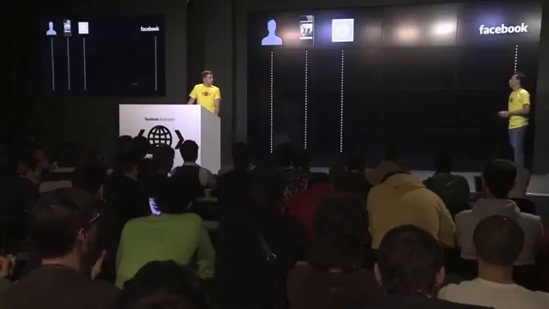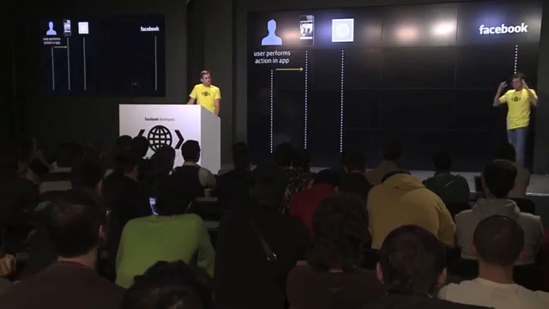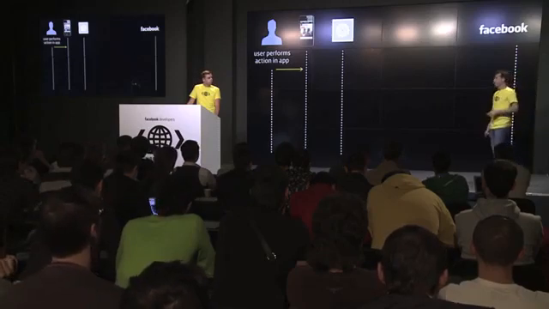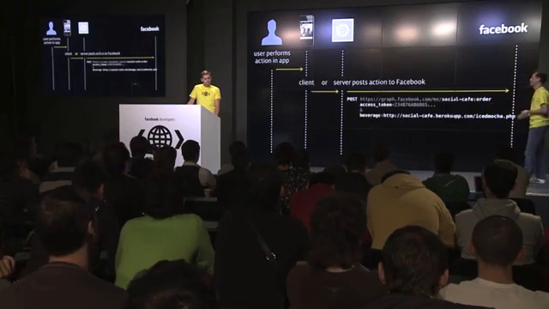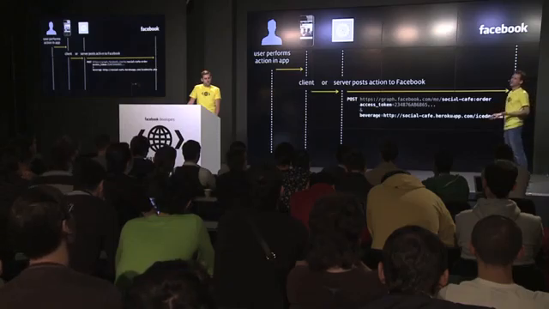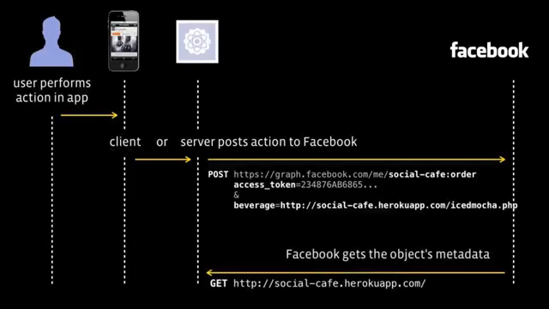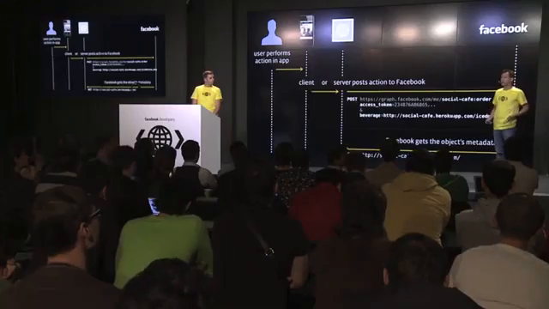So, this is the visual flow of how things happen. Picture this: a user performs an action in your application. And as an app developer, you will post this action to Facebook, either server-side or client-side. At that point, Facebook needs to know a little bit more about the object instance. So we will reach your web server, parse the data, and you're done. That's it. It's that simple.